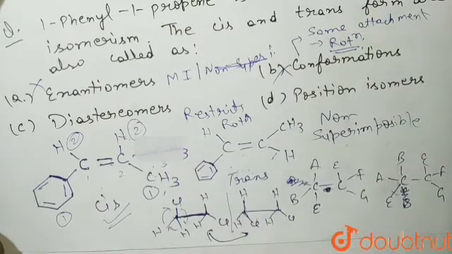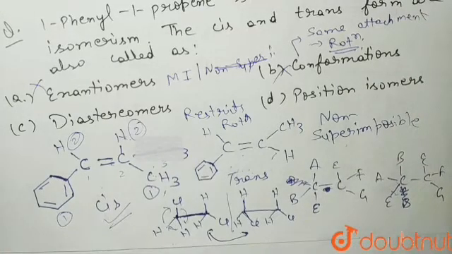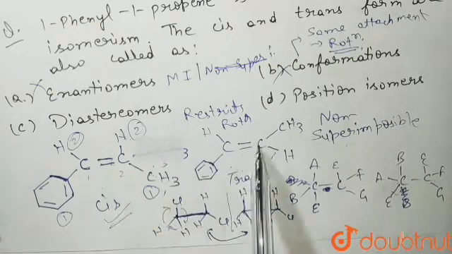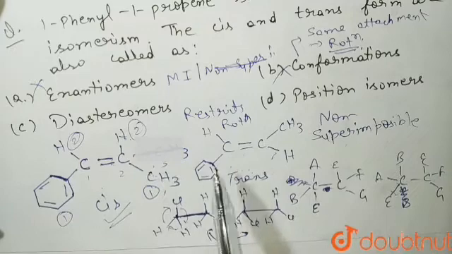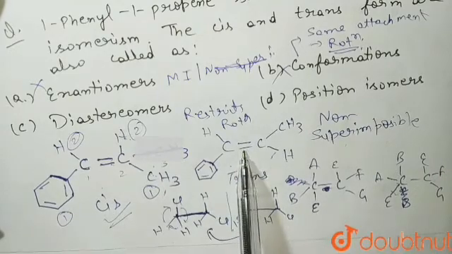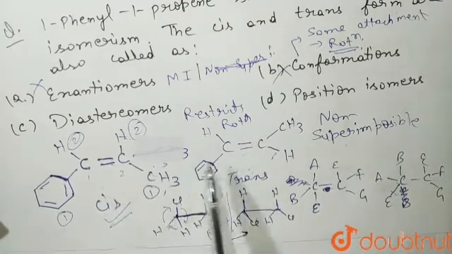Now if you see the diastereomers, what are diastereomers basically? Diastereomers are the compounds which are not mirror images of each other, right? They're not mirror images, and if you see, are these two mirror images? No, they are this cis and this trans. They're not mirror images of each other, and they have no relation. They are just cis and trans.